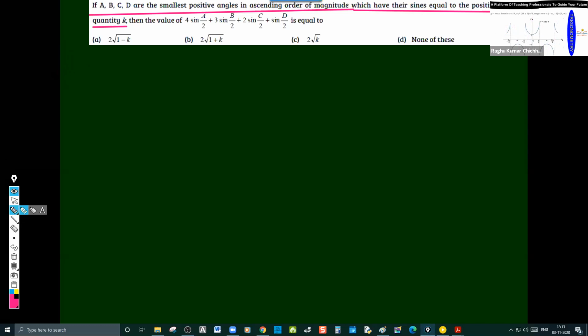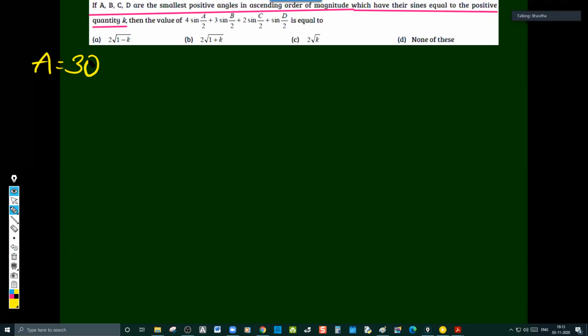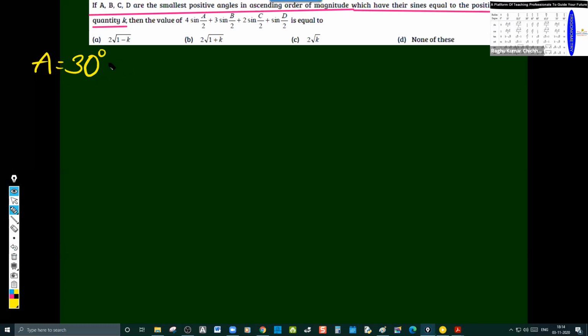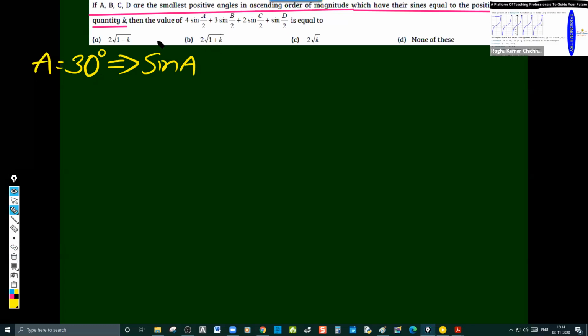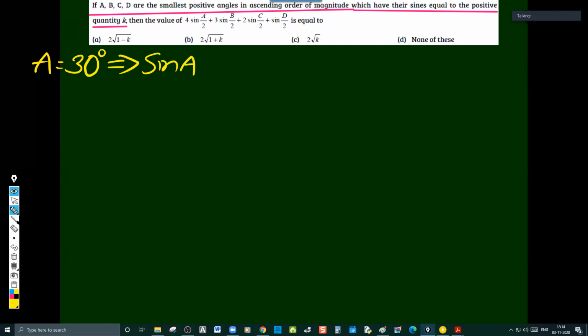I'm taking A equal to 30, for example. First I'll make you understand this through a numerical example, and after that I'll solve it theoretically, taking alpha instead of 30 degrees. Now, what is sine A? We have to see sine of 30. But we have A by 2 there, so that's 15.